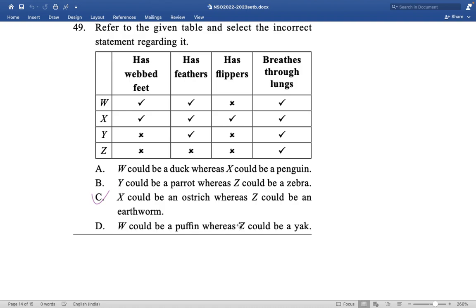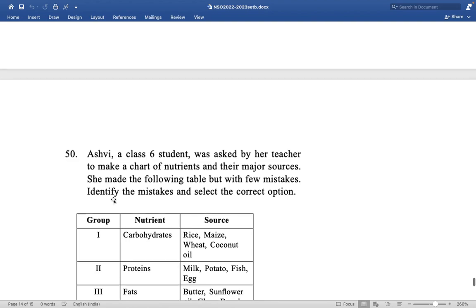X cannot be an ostrich as it does not have flippers, and Z cannot be an earthworm as it breathes through skin and not through the lungs. So C is the correct answer.